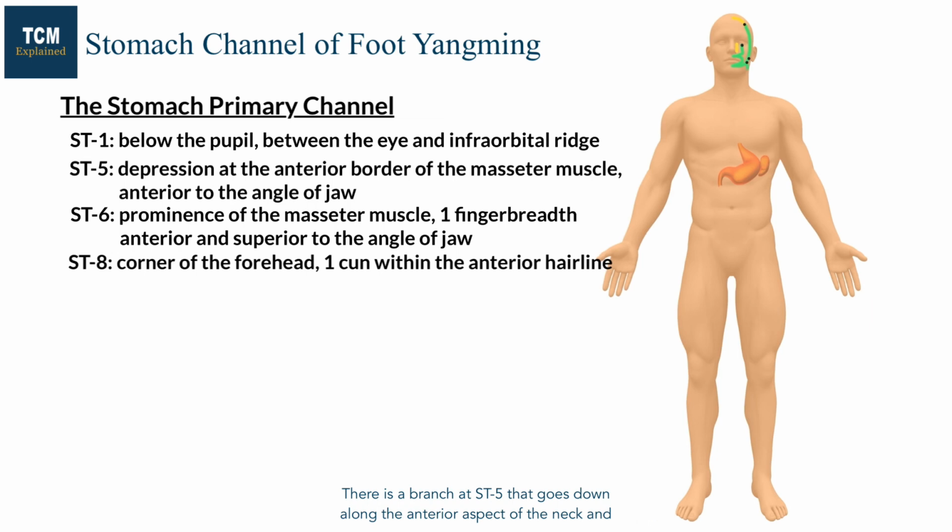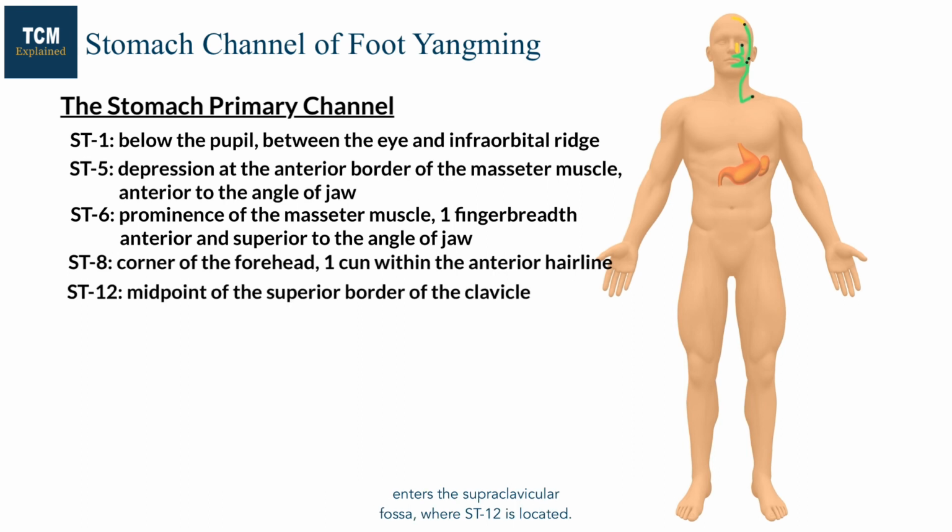There is a branch at ST5 that goes down along the anterior aspect of the neck and enters the supraclavicular fossa where ST12 is located. It goes to the upper back and meets with GV14, goes down through the diaphragm, linking with CV13 and CV12, and enters the stomach and spleen.